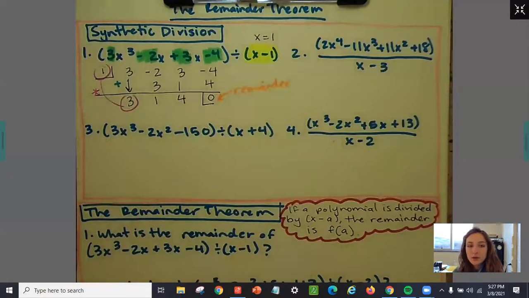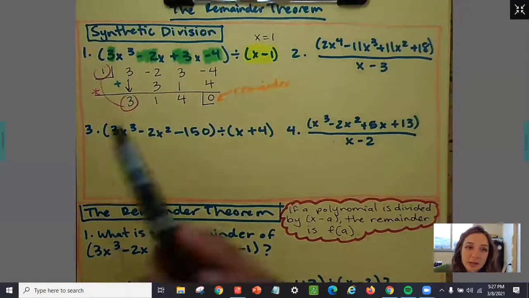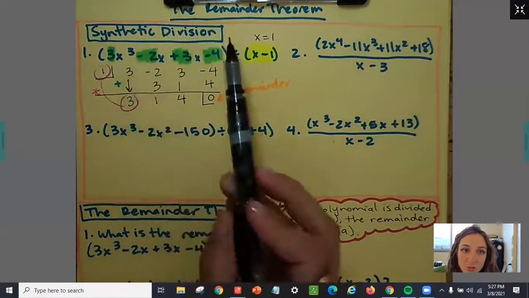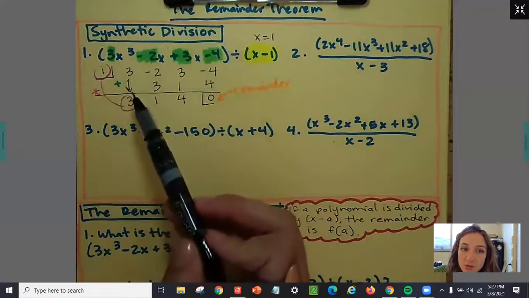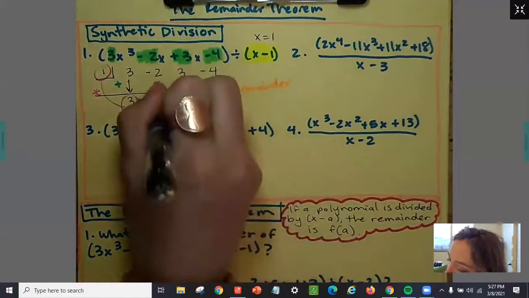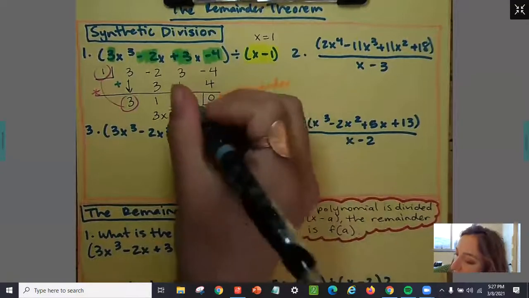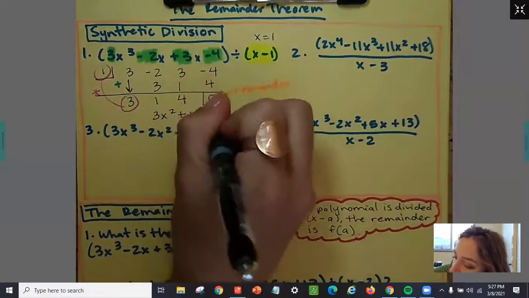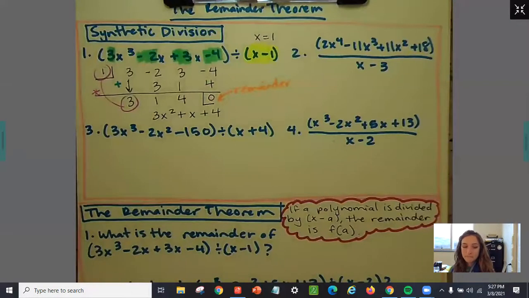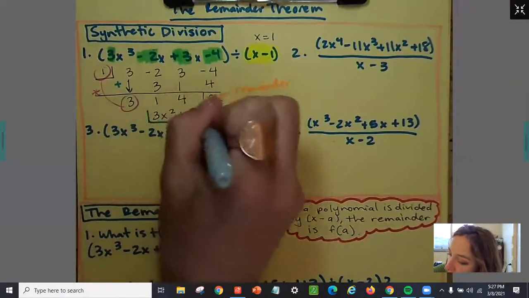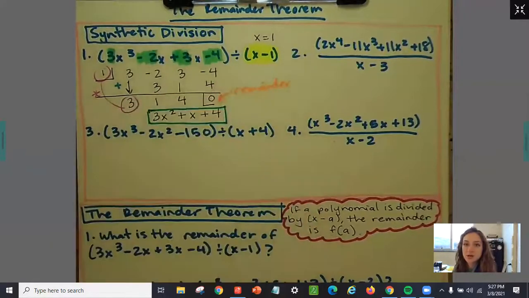All right, but we didn't have a remainder in this problem. So since we started with x to the third, we took away 1x, so now we're going to start with x squared. So our answer is going to be 3x squared plus 1x, which is just x, and then plus 4 on the end, like this. Okay, so I just took all the coefficients and we wrote them out to be our answer there. All right, so let's try out another one.